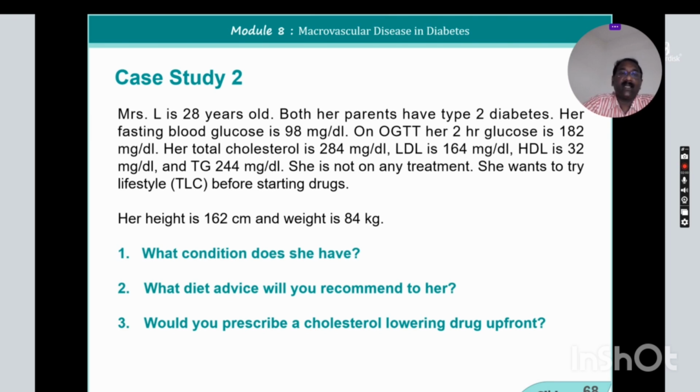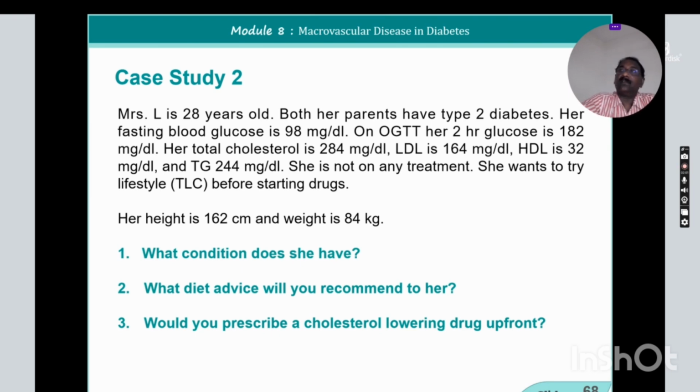So what is the working diagnosis here? She is in the less than 30 years age group. Both the parents, strong family history of diabetes. Fasting blood sugar is 98. 2-hour glucose is 182. So is it normal? What condition do you consider it as? Pre-diabetes. Which type of pre-diabetes? Fasting is normal. Fasting between 100 to 125 is impaired fasting glucose. So here it is IGT, impaired glucose tolerance. So that is a pre-diabetic. So strong family history, and now she is a pre-diabetic at the age of 28 years.